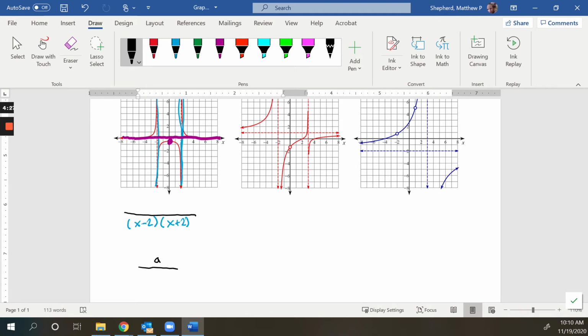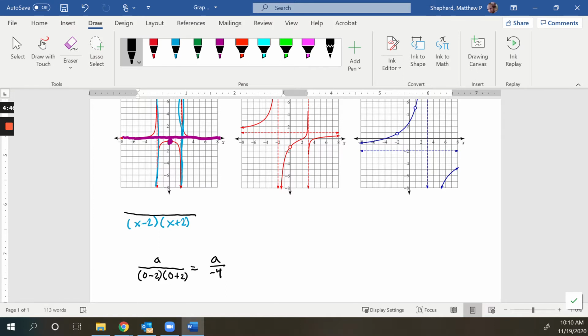So we're going to say it's a, and your y-intercept is always wherever the x's equal 0. So I'm just changing all my x's to 0, and that would be a over negative 4.